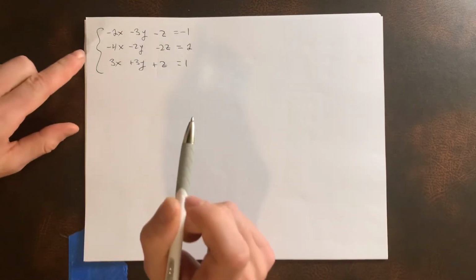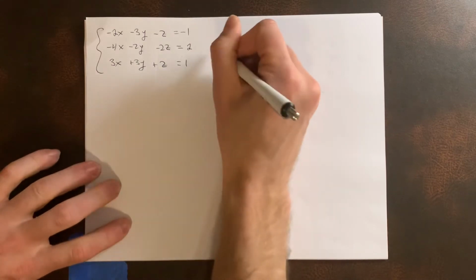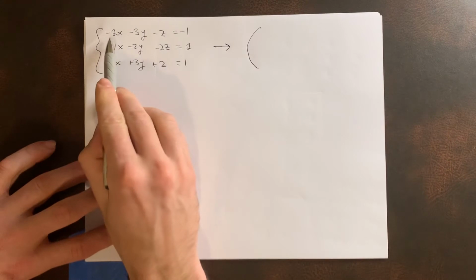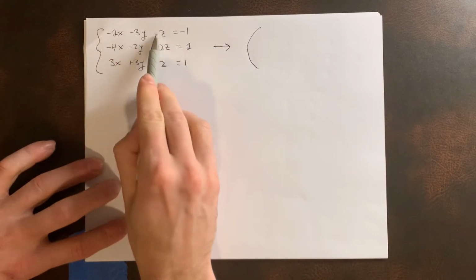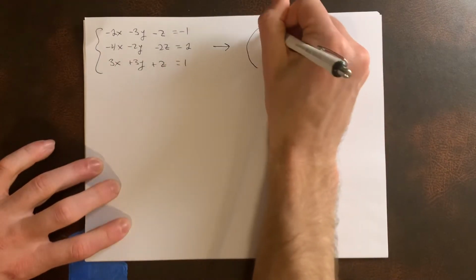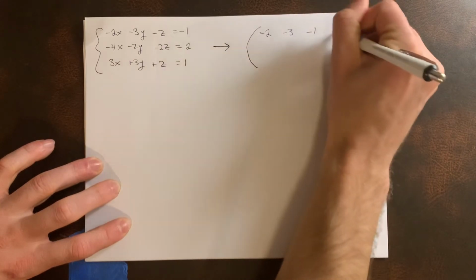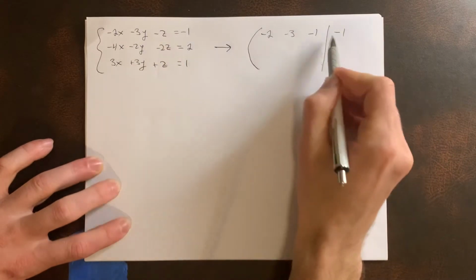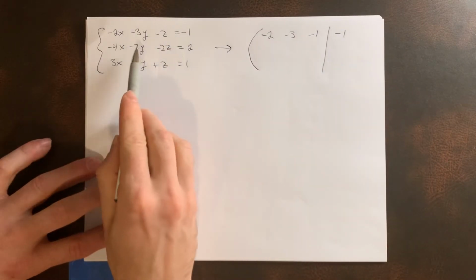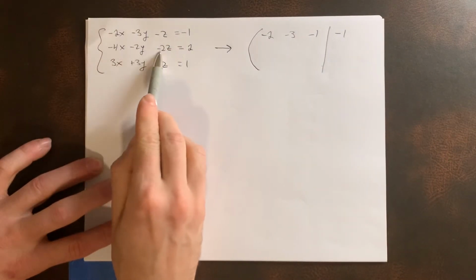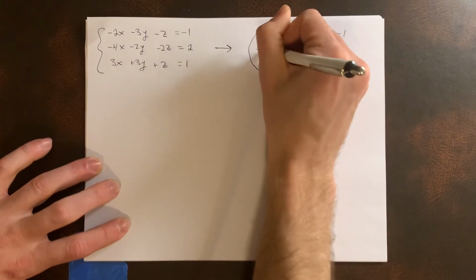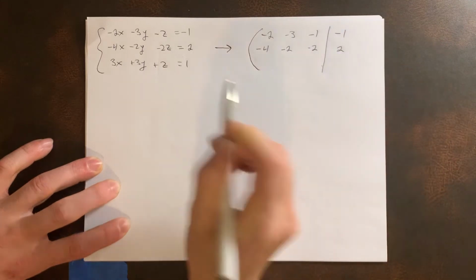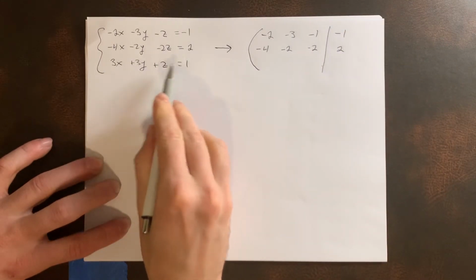So now in this section, what we're going to do, the first thing is turn this into a matrix. So just on the previous page, we already did that. This became, the top row was minus 2, minus 3, minus 1, minus 1. And we have our line right here to represent the equal signs. So these equal signs are represented by this line. Then our second row is minus 4, minus 2, minus 2, positive 2. And then we're going to have 3, 3, 1, 1.